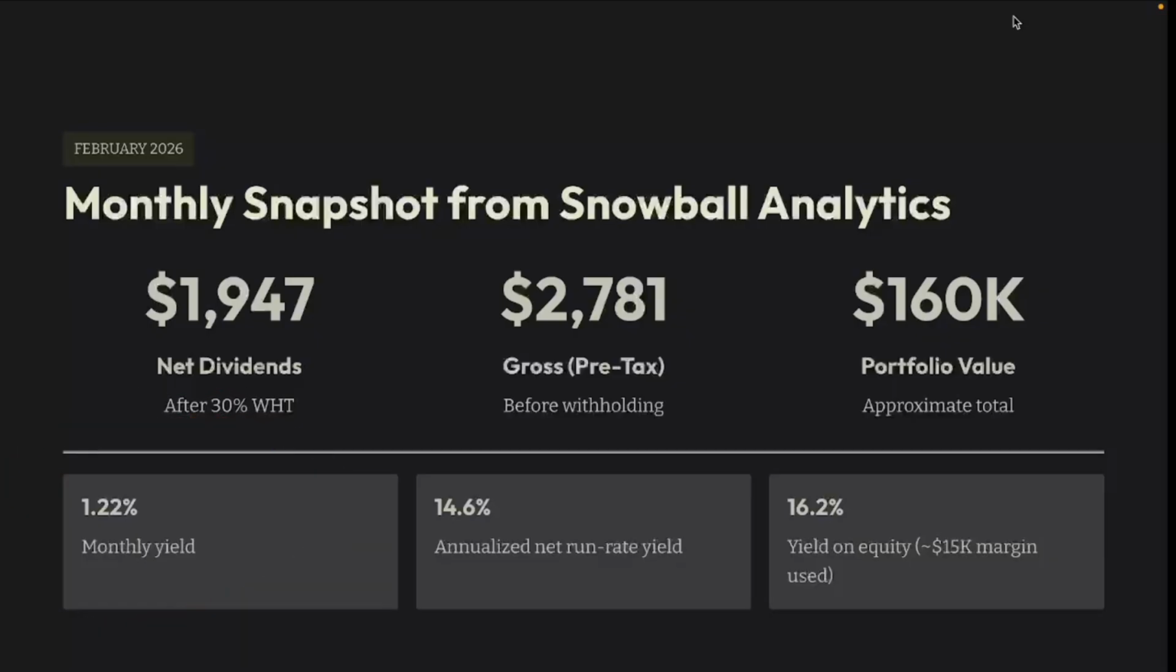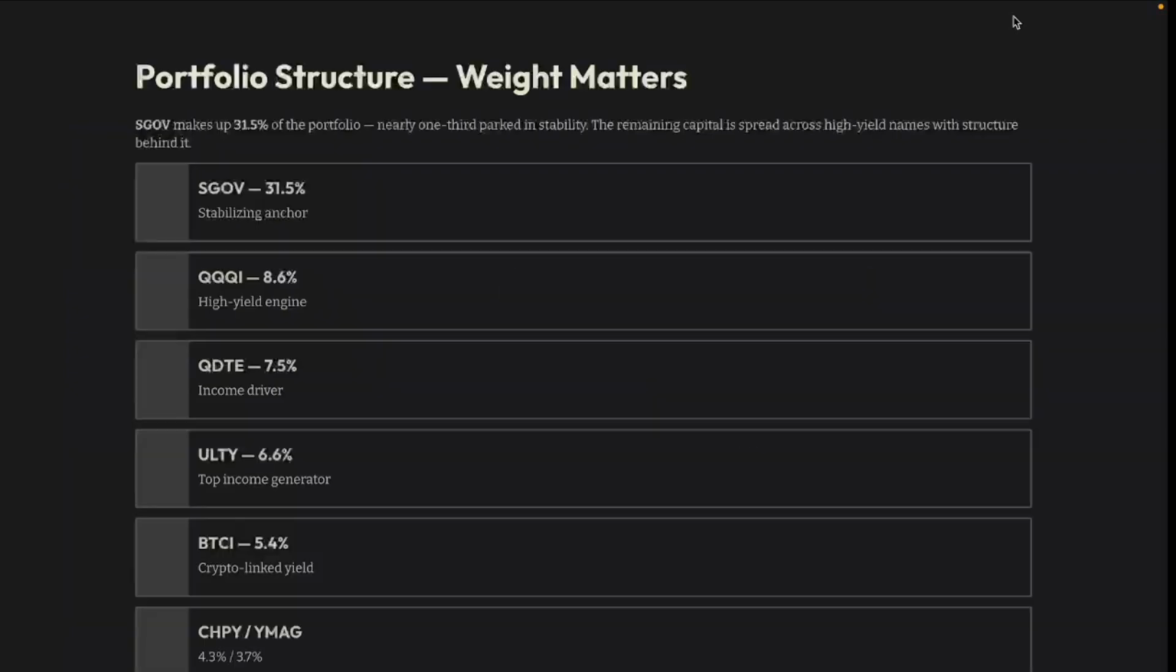If I annualize that, that's roughly 14.6% net run rate yield. And because I'm using about $15,000 in margin, my yield on equity is closer to 16.2% annualized. So that directly answers the question of capital efficiency. Now let's look at how the portfolio is structured.